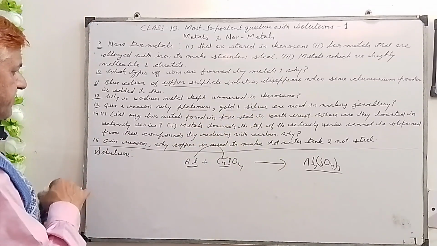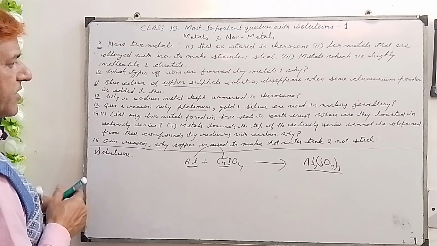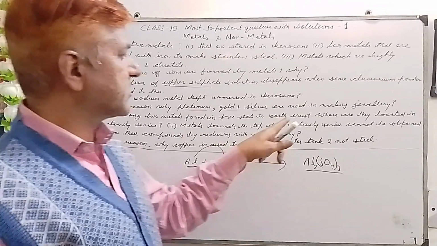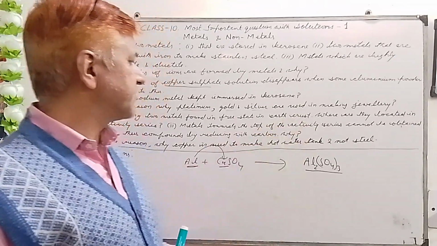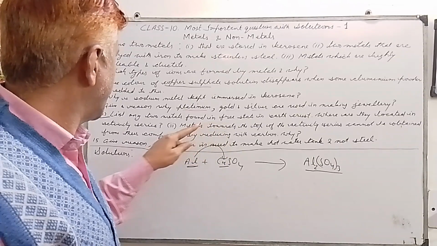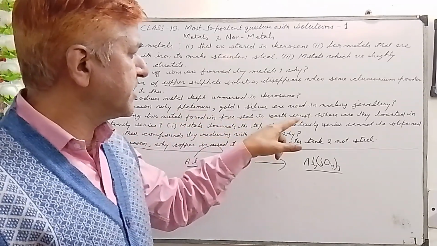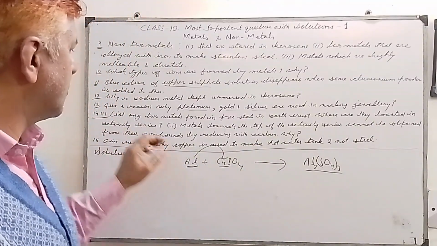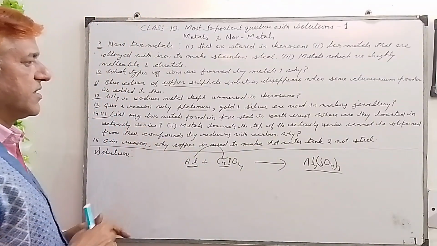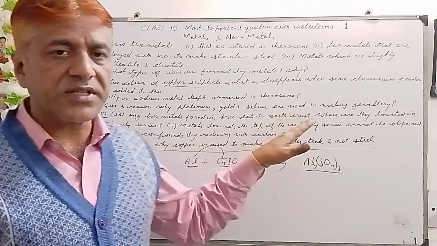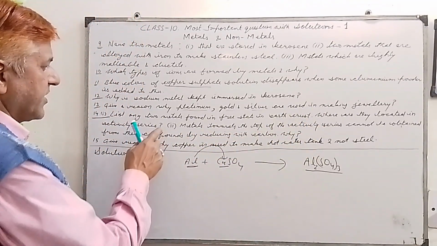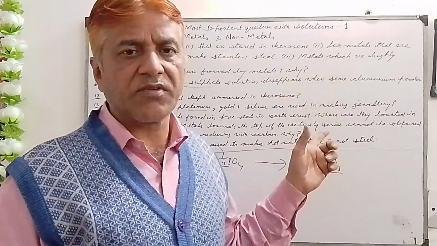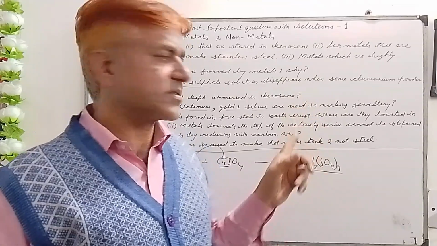Question number 14, first part: list any two metals found in free state in the earth's crust. So my dear students, always remember that platinum and gold are two metals found in free state in the earth's crust. Where are they located in the activity series? So my dear students, in the activity series they are located at the bottom of the series. Always remember. And you must know all the reactivity series, all the metals lying in the reactivity series.